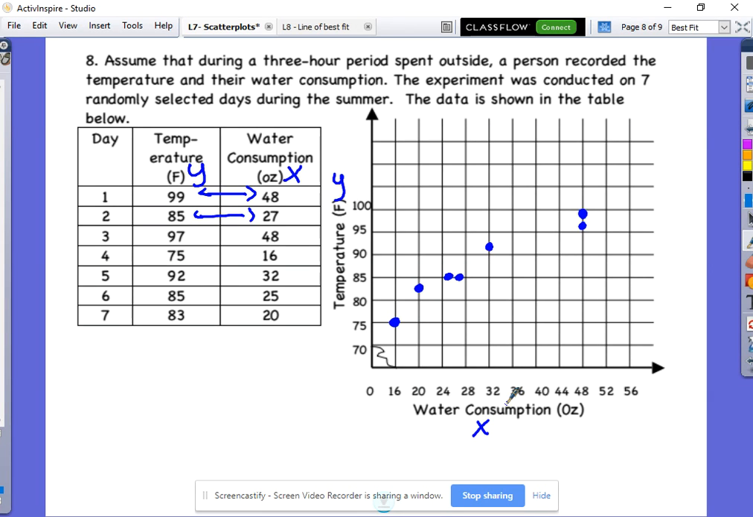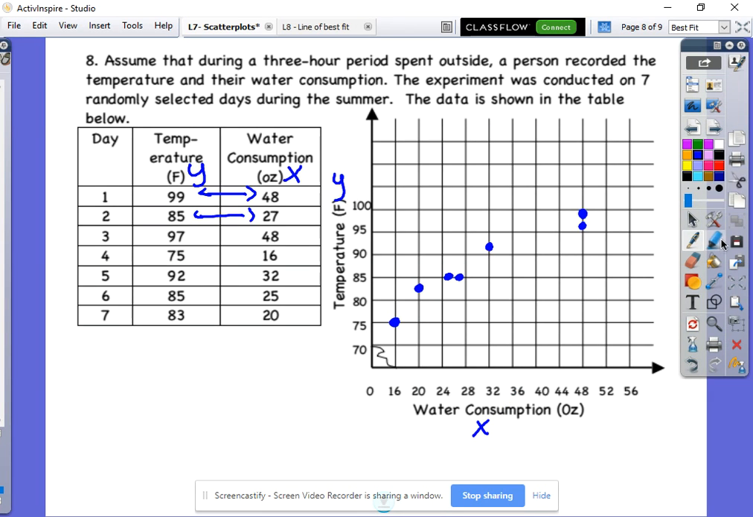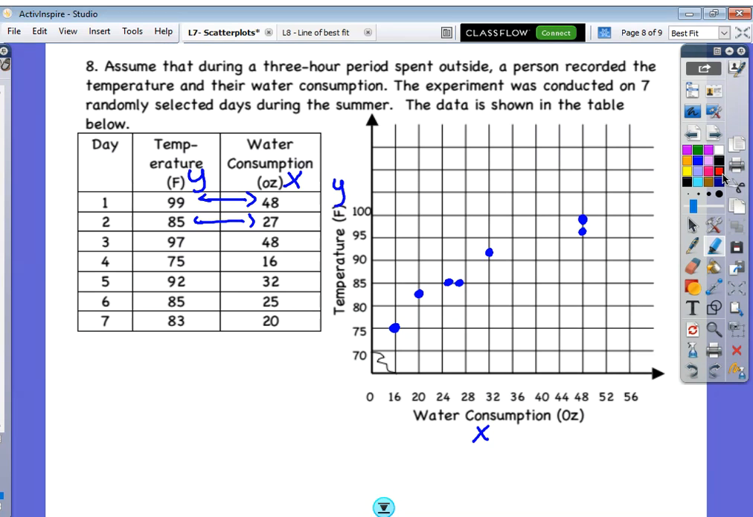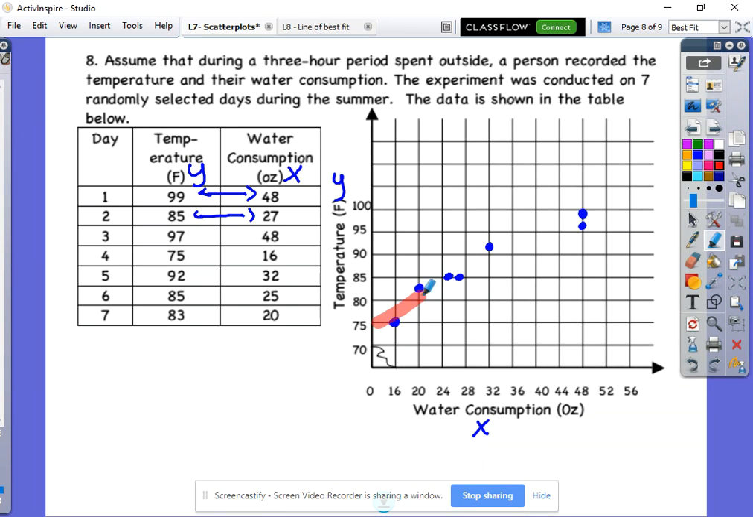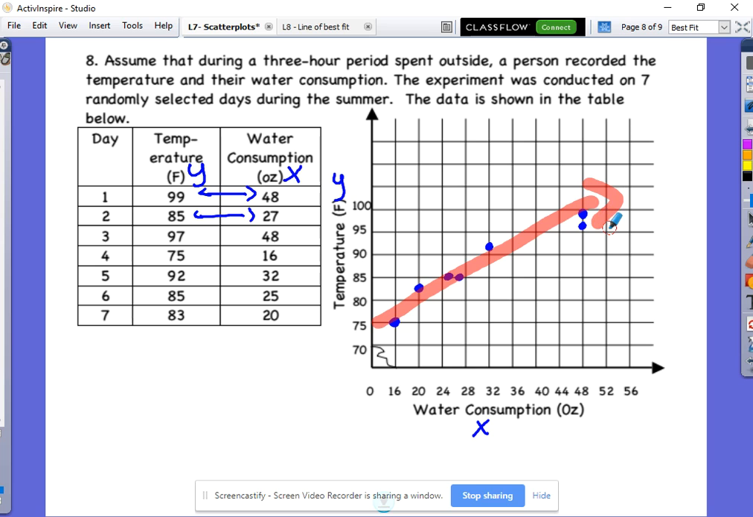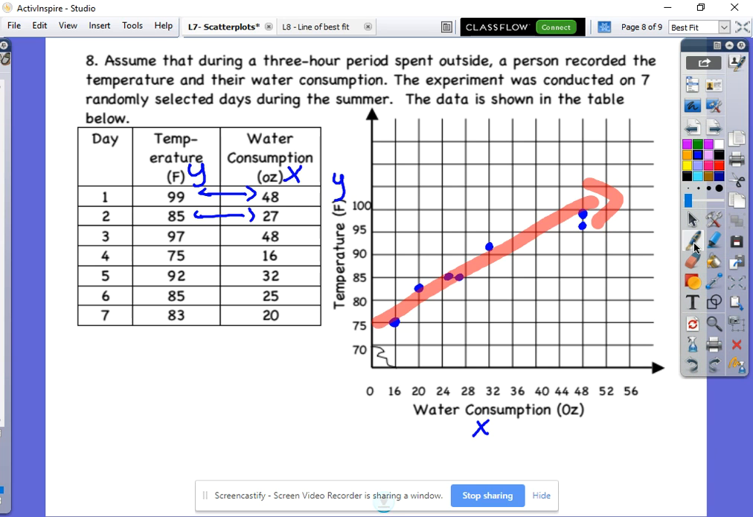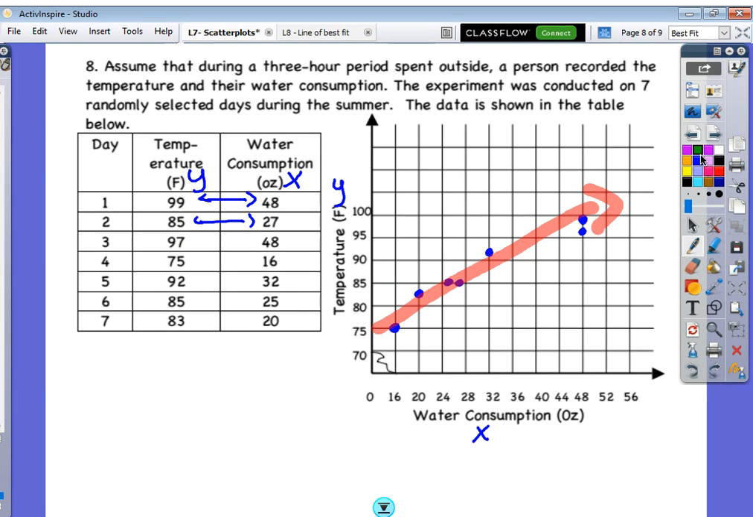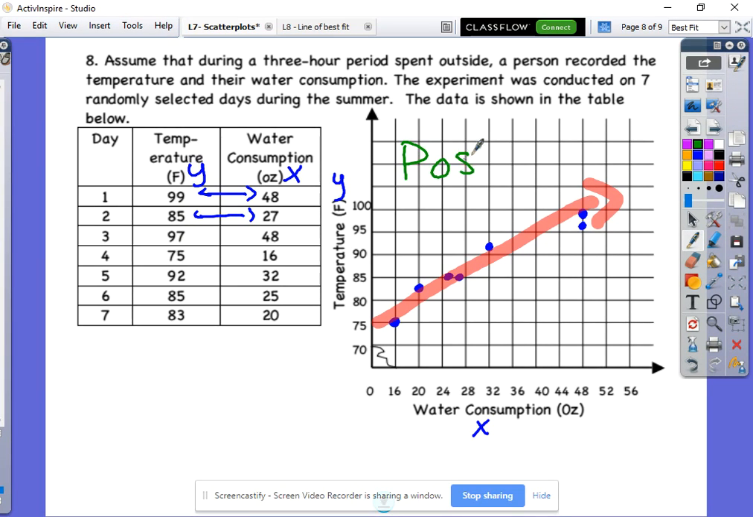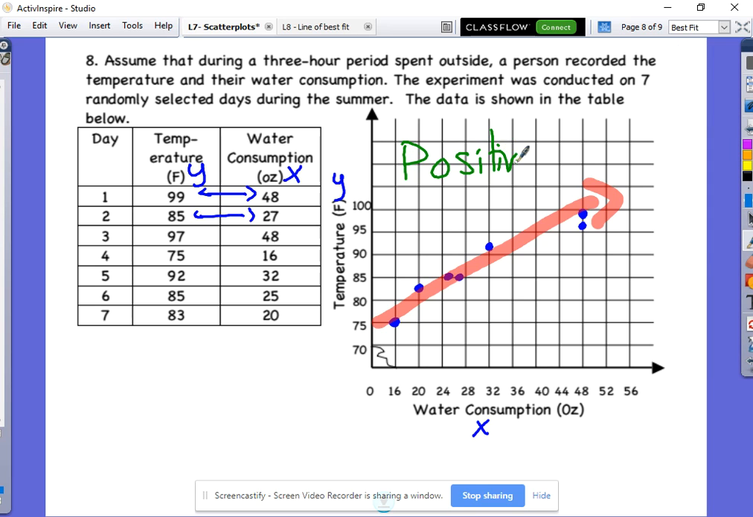So here's our graph. You should have graphed this already. And once again, what do you notice? What type of correlation do we see here? Generally speaking, from moving left to right, our graph is definitely increasing. So once again, we would classify this as having a positive correlation, because as we move from left to right, we are increasing.